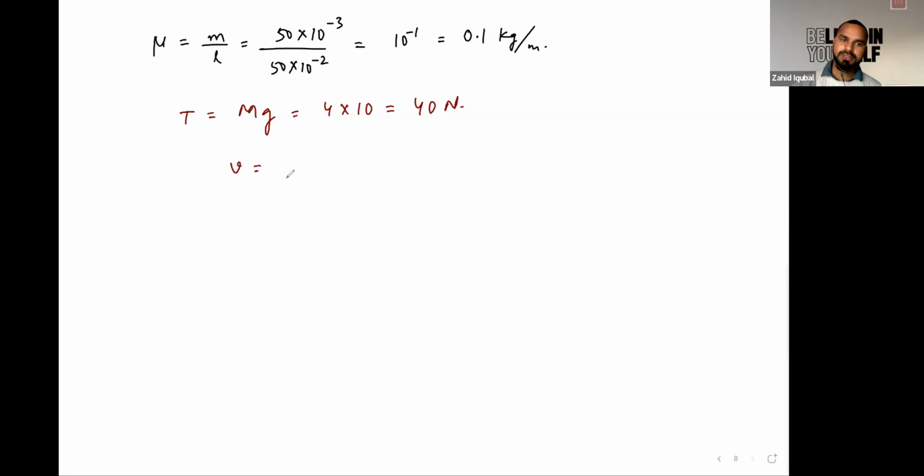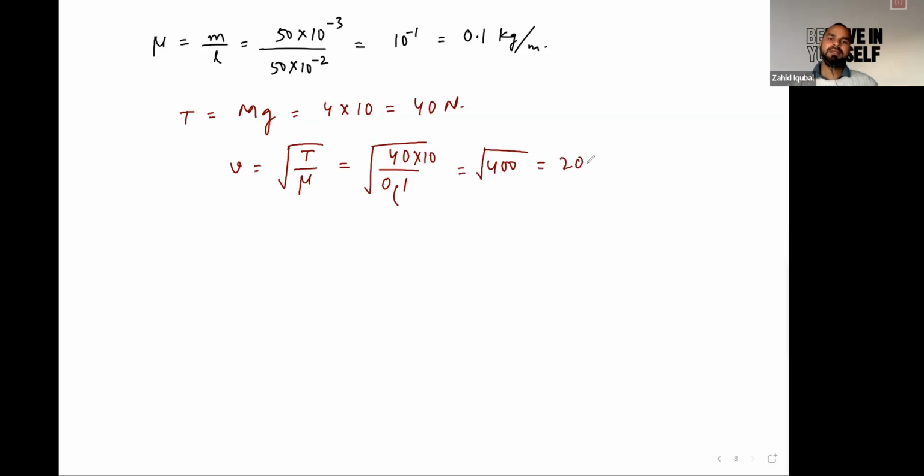If you substitute these values, the transverse wave velocity will be root under tension by mu. Tension we have 40 and mu is 0.1. If we remove this decimal, then you'll get root under 400, that is 20 meter per second.